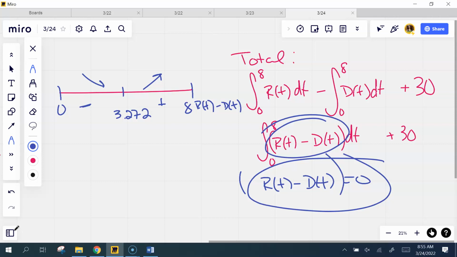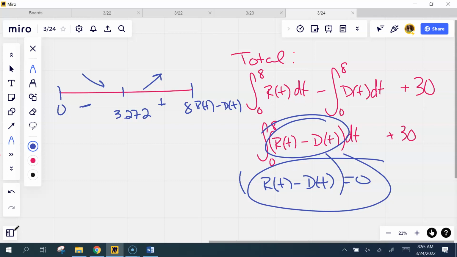Okay, so let me tell you how I feel like mine flows with that. They did theirs a little bit differently. I did a sign chart and I said at time 3.272 hours the water is at a minimum because the sign of R of t minus d of t changes from negative to positive at this time.